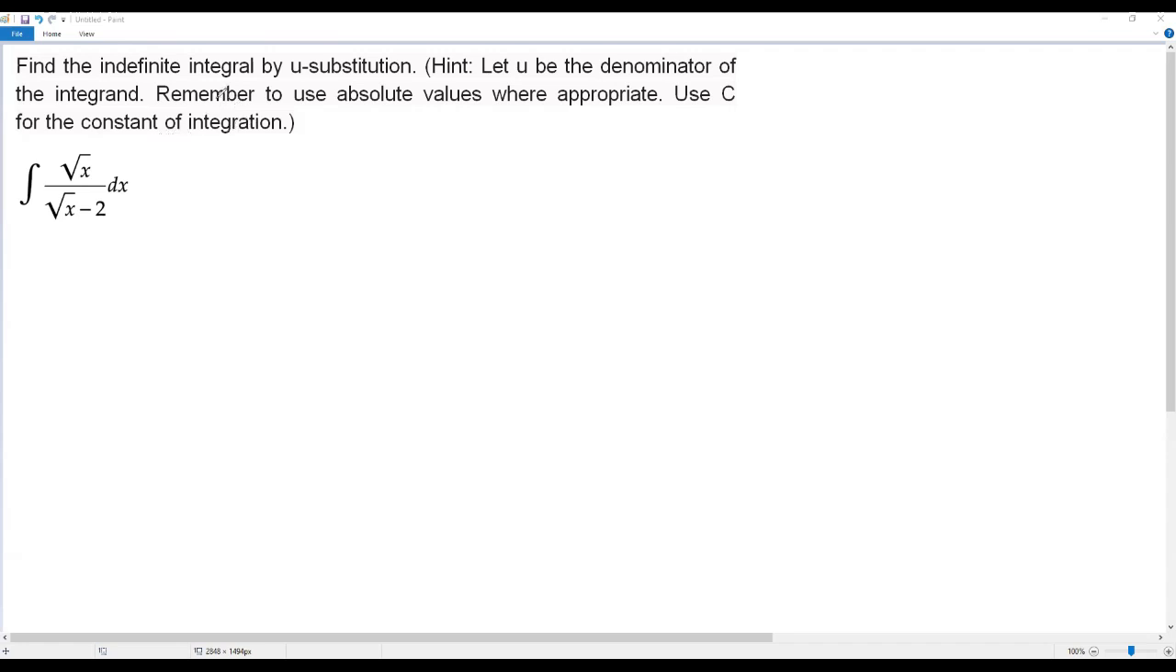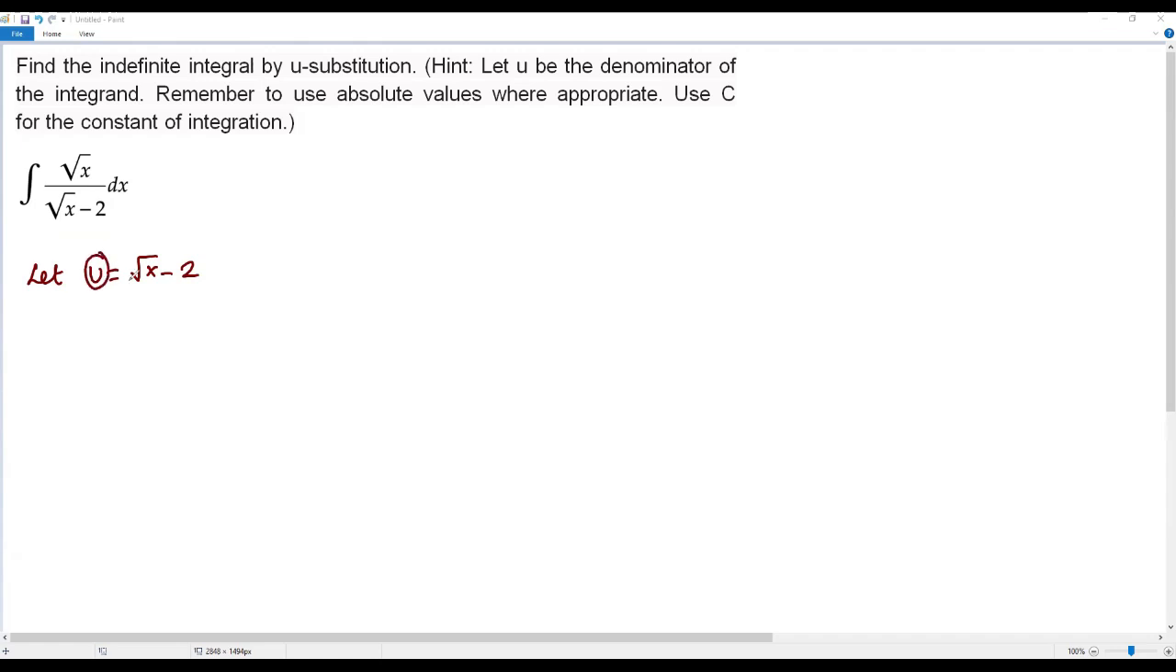So the question clearly says that we have to find the result of this indefinite integral by u substitution, and also there is a hint: we have to take the new variable u for the denominator of the integrand, that is square root of x - 2. Okay, let me start with u substitution. I'm going to assign a new variable for the denominator of the integrand, that is square root of x - 2. So let me write it over here: let u equal square root of x - 2.